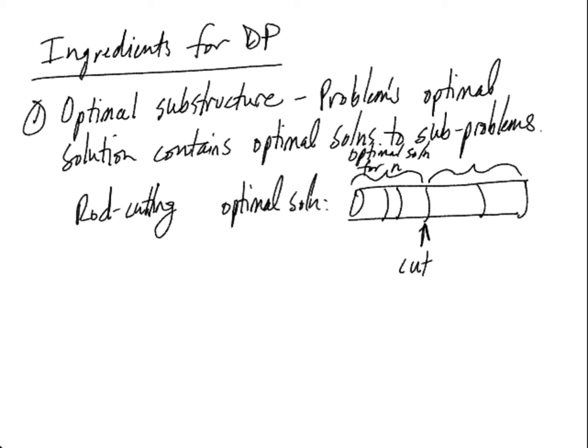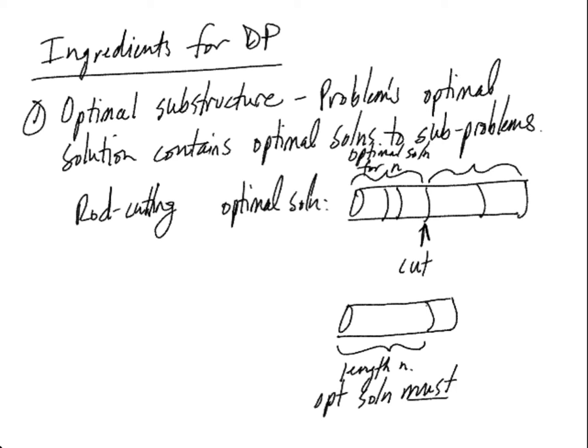So suppose that we have some other optimal solution of some other rod. Let's say it's that long. And let's suppose there's a cut right there. And let's suppose that this piece right here is length n. Then the optimal solution must be identical to that solution there. So anytime you have a rod of length n, say a rod of length 4, its optimal solution is always going to be the same.